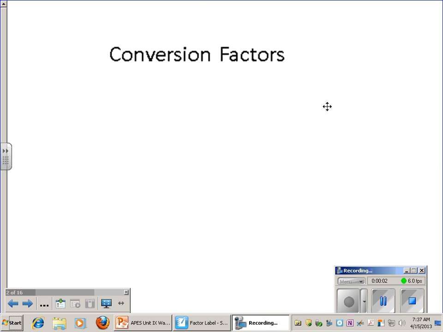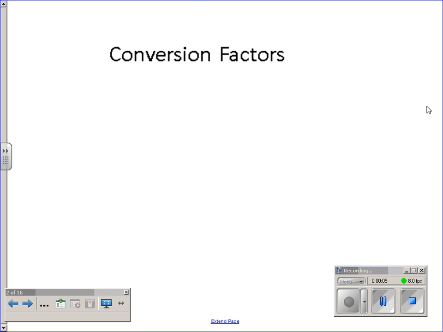Alright, so this morning we're going to look at the factor label method, and the factor label method makes use of conversion factors. Conversion factors are equivalence measures that allow us to convert between units.